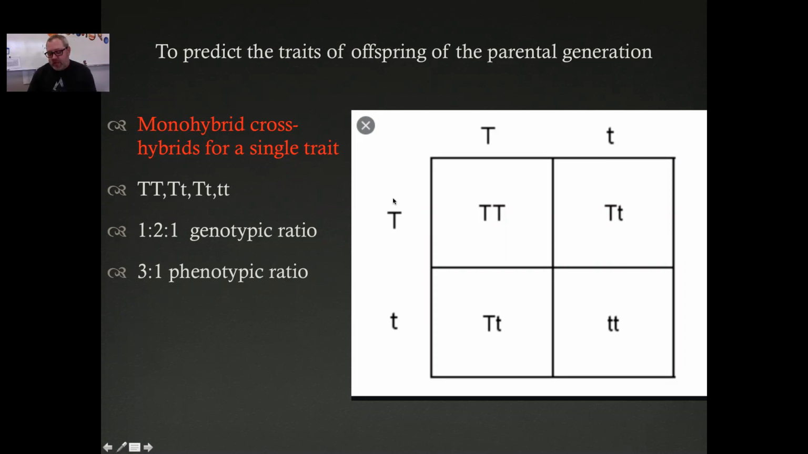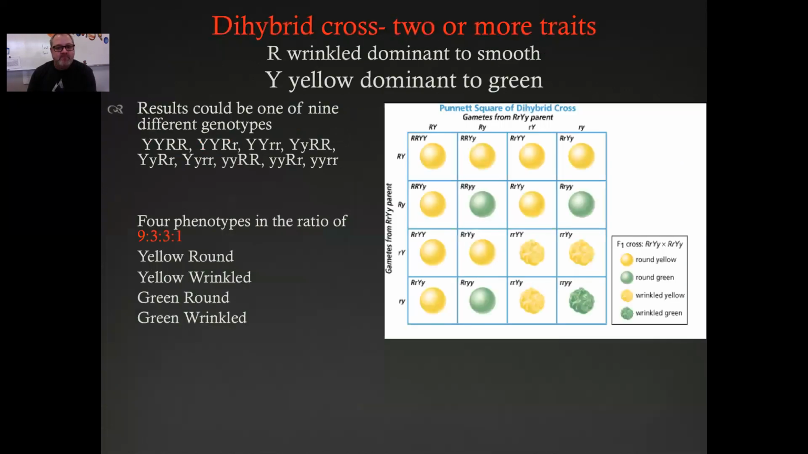Now, it's probably worth mentioning that it doesn't really matter which letter you use. We could use the letter Z to represent tall versus dwarf, or blue versus green, or whatever it happens to be, but sometimes it's just easier to use the letter of the dominant trait.